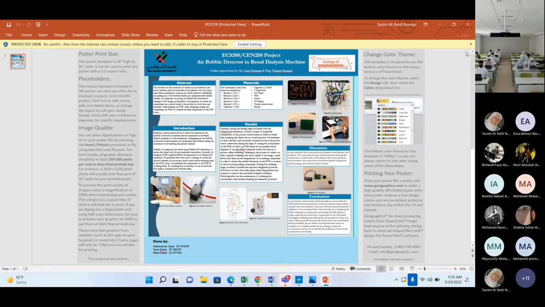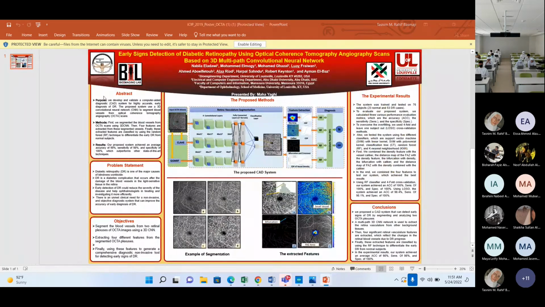So see, this is one of the good poster samples that we have. Basically, the poster is going to include the abstract, the problem statement, the objectives, the proposed methods, pictures, for example, and then the experimental results and the conclusion. Now forget this, it is a bit too advanced.